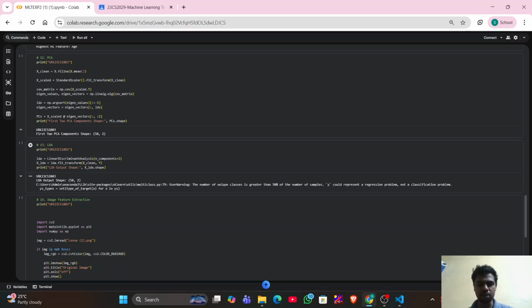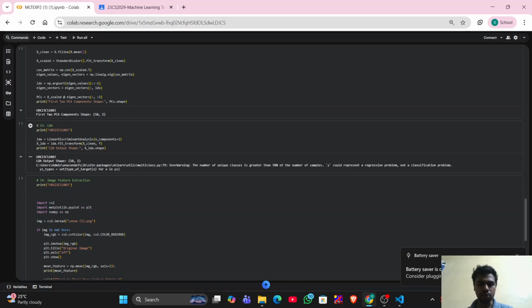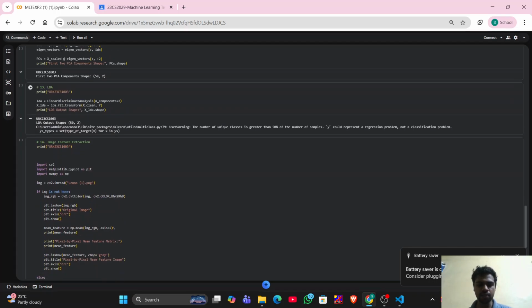And then for the 13th question, we are doing LDA, which is linear discriminant analysis. We apply the linear discriminant analysis model. The difference between PCA and LDA is that PCA maximizes variance, while LDA maximizes class separability. LDA considers the target variable. It projects data in a way that maximizes between-class variance and minimizes within-class variance. So that's the use of it.